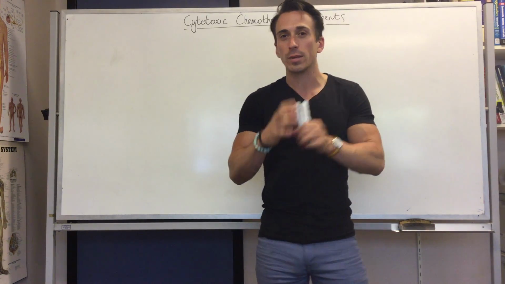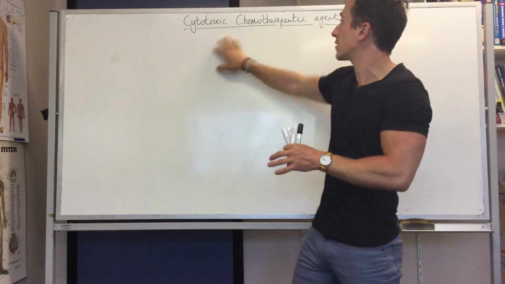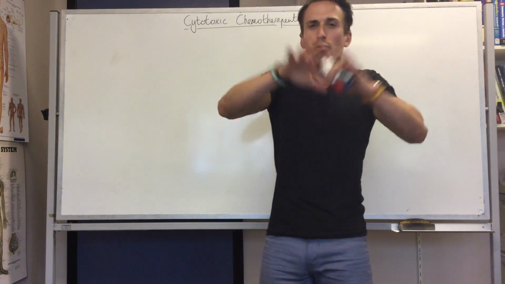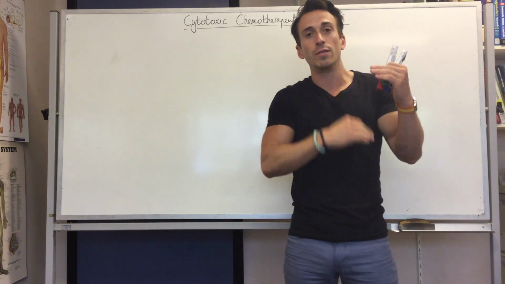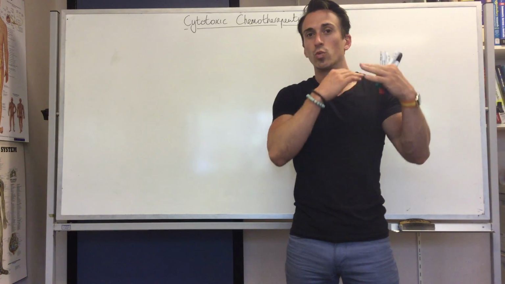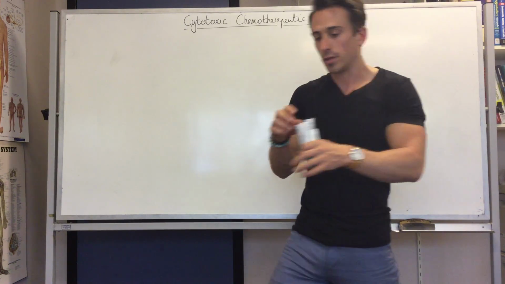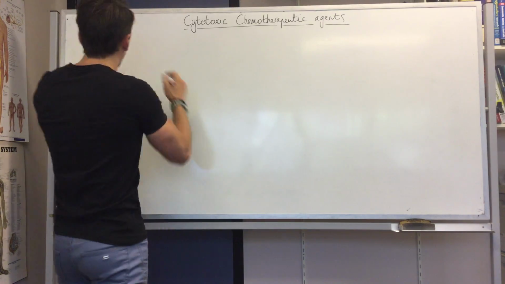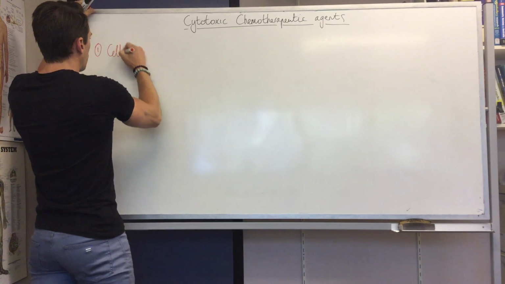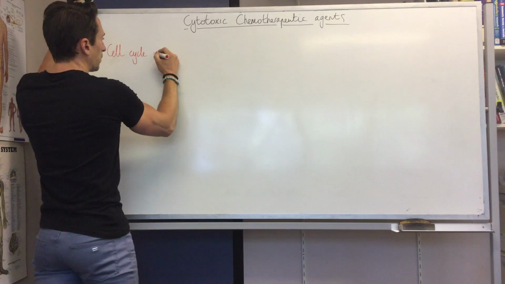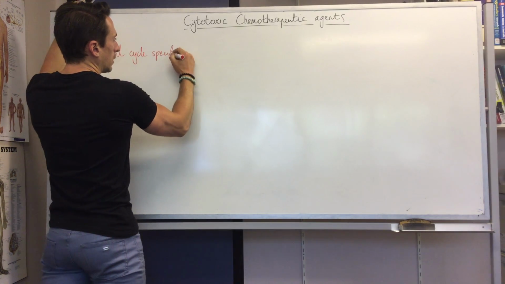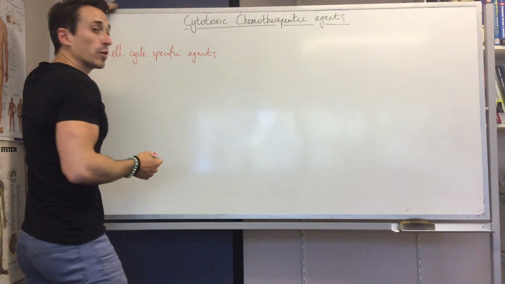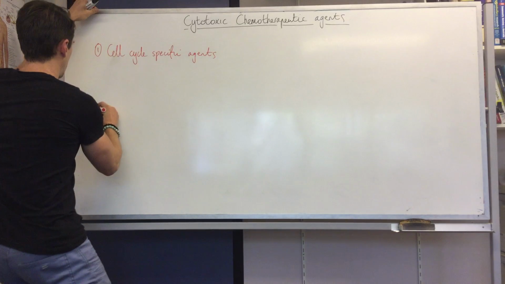Now, let's have a look at some of the classes that we could classify these cytotoxic drugs into. So, you'll find that there are 4 broad classes, and then we can look at some of the subdivisions of chemotherapeutic agents within those broader classes. So first, there are what we call cell cycle specific agents, and there are cell cycle non-specific agents.